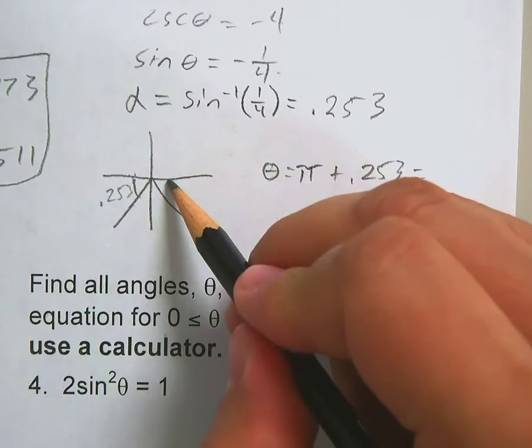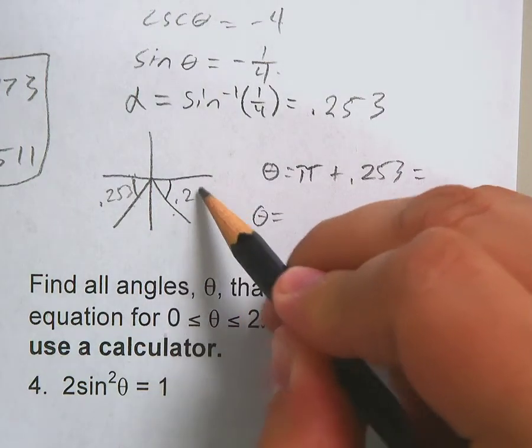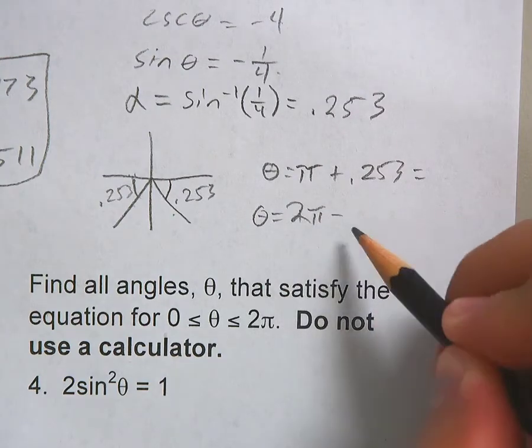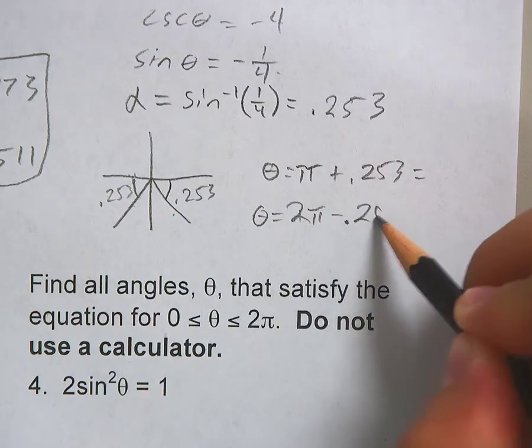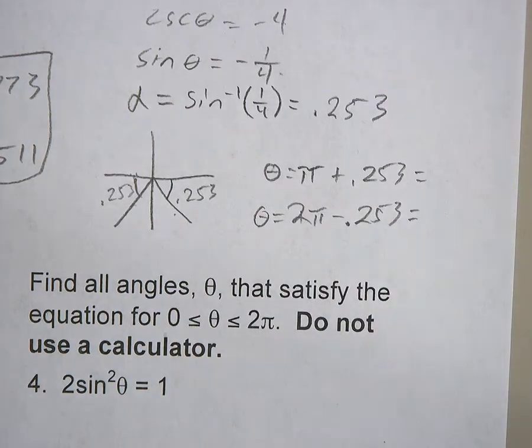And then you've got 2 pi minus 0.253. And I've heard a lot of people asking questions about, well, Mr. Ballard, how do you know when you're subtracting from 2 pi, or how do you know when you're adding to pi or subtracting from pi or adding to 0? It goes with which quadrant it's in. And that actually goes back to the very first lesson you learned on reference angles.